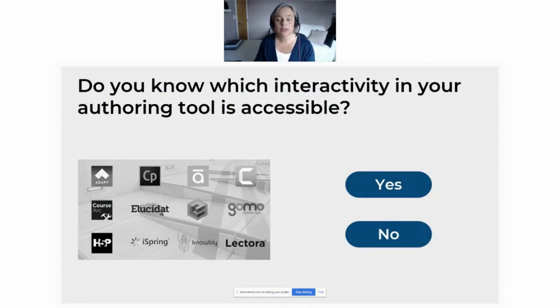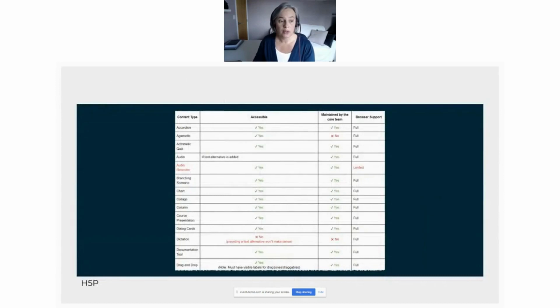Of course, there's no right or wrong answer to this question, but it's worth knowing that many tools now offer interactive activities which are accessible. So again, we have another example of a different authoring tool here. This is a good example from an authoring tool which offers overview information, all in one handy place. It's a list which tells you which content is accessible and not accessible. So for me, that's again another best practice that helps you to know what you can use that is accessible and what you should be avoiding.